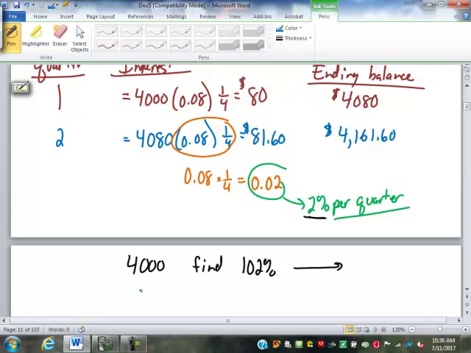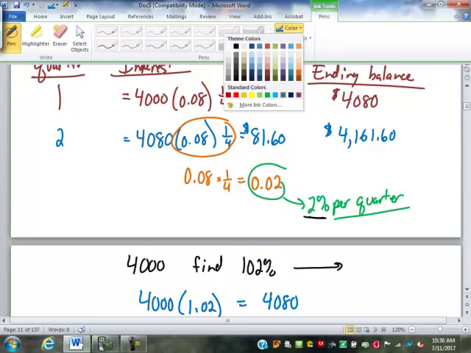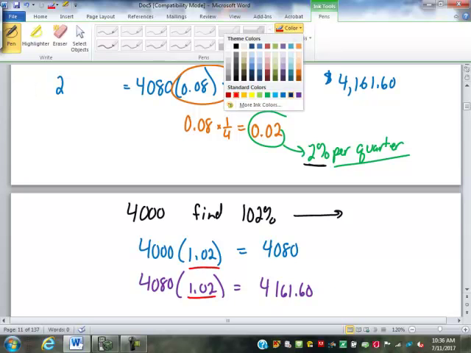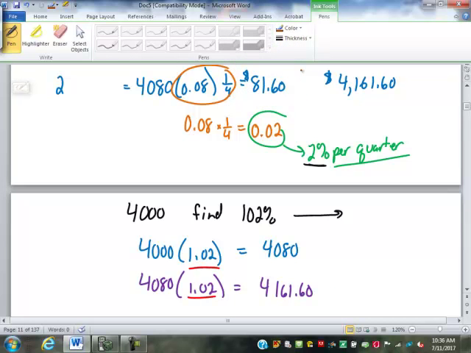Let's try it. Let's see if it works. 4,000 times 1.02, that's 102%, is $4,080. Will that work for the second quarter? 4,080 times 1.02, $4,161.60. That is correct. How many times do we have to multiply by the 1.02? 12 times. Do we have a function in math that allows us to multiply by the same number over and over again?